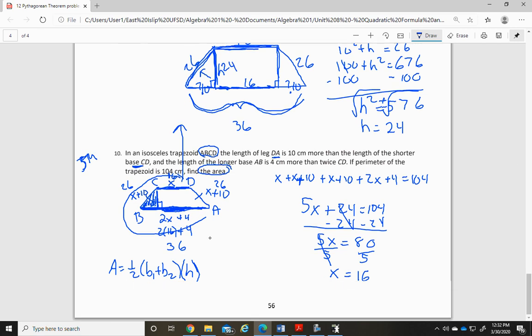So now I can finally fill in numbers into my formula for area of a trapezoid. The area is equal to 1/2 times 16 plus 36, those are the bases, times the height we found to be 24. You can use your calculator for that. You're going to wind up getting 546. The units were centimeters, so centimeters squared. So the area is 546 centimeters squared.